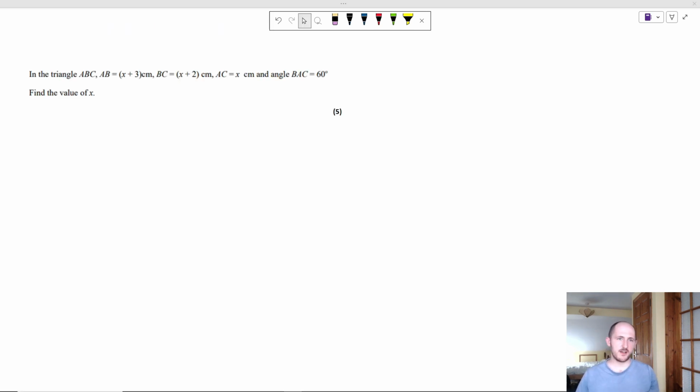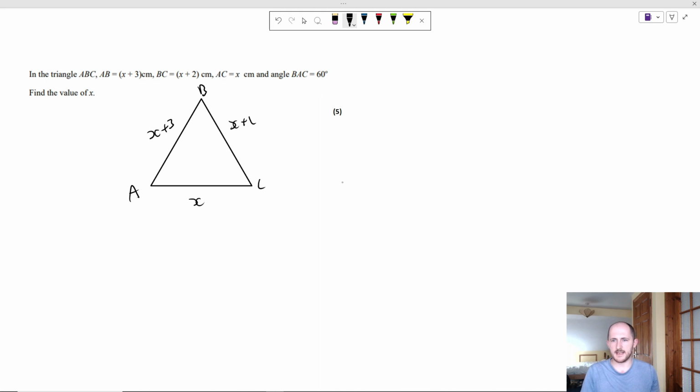And lastly, of course, they can shove a bunch of algebra in our face because they hate us. But again, it's not that bad. So again, what's the first step? Draw a diagram, just like with everything in A-level maths. Well, everything that you can do anyway. Let's draw our triangle and label this up. So we have x plus 3, x plus 2, and x. And the angle BAC, which is this one here, is 60 degrees. Find the value of x.